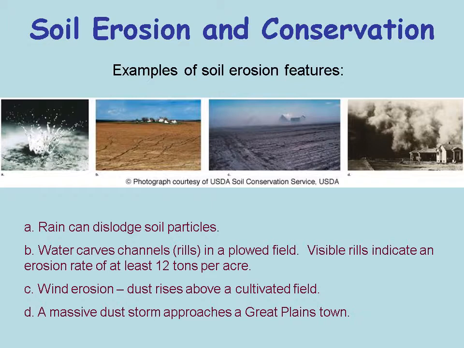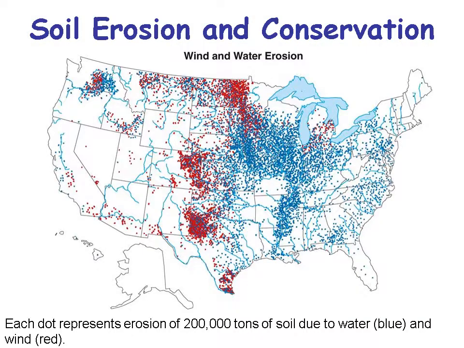It's just very serious. And here you have a picture of erosion due to wind, which is the red dots, and water due to the blue dots. And each dot represents erosion of 200,000 tons of soil per year due to water or wind. Soil erosion is a real issue.